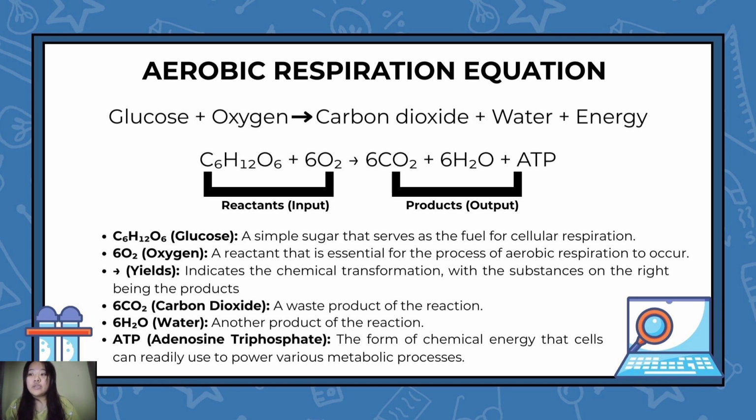6CO2 or carbon dioxide is a waste product of the reaction. 6H2O or water is another product of the reaction. ATP or adenosine triphosphate is the form of chemical energy that cells can easily use to power various metabolic processes.